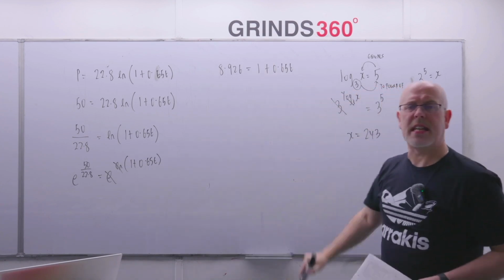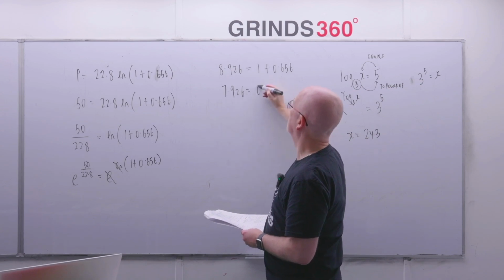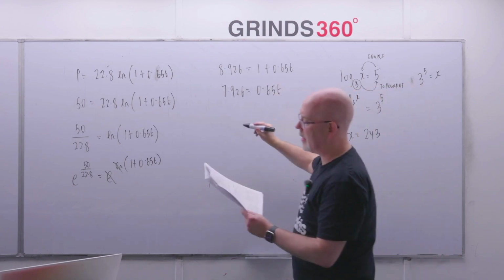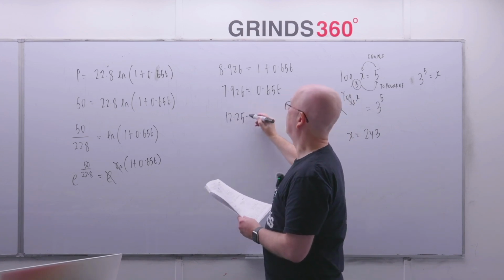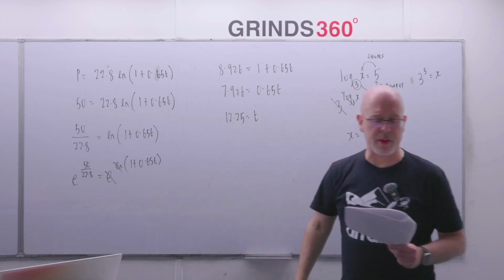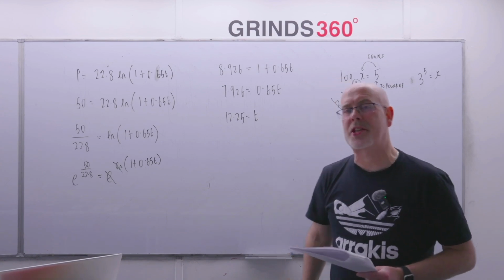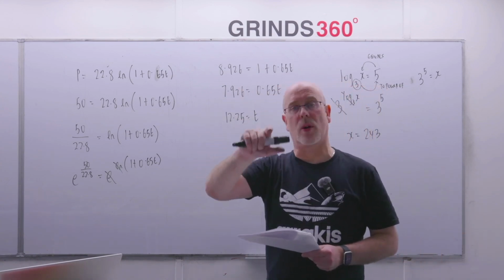Now it's easy enough to find t. I subtract 1 from both sides, and we get 7.926 is 0.65t. Then divide by 0.65, and I get that t is about 12.25. So 12.25 is equal to t. Now, see what it says there? Give your answer in hours and minutes, correct to the nearest minute. Remember, we marked in the original question that t is in hours.